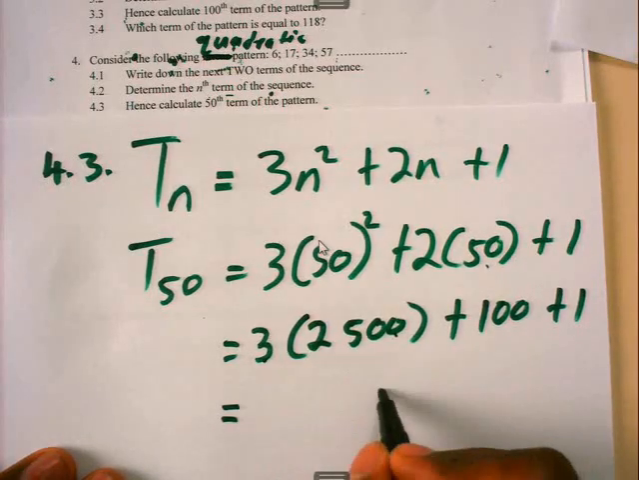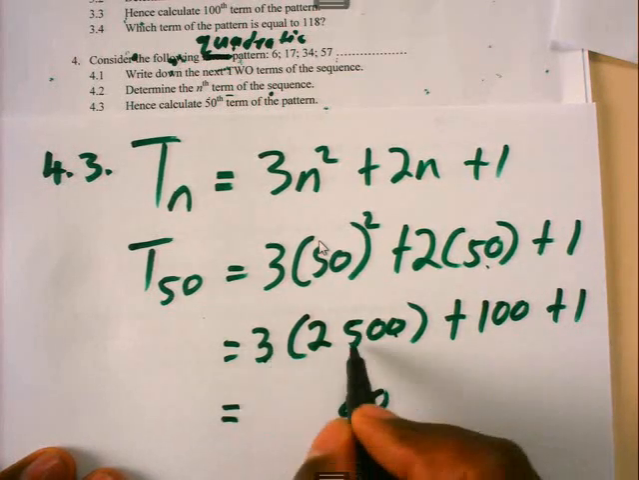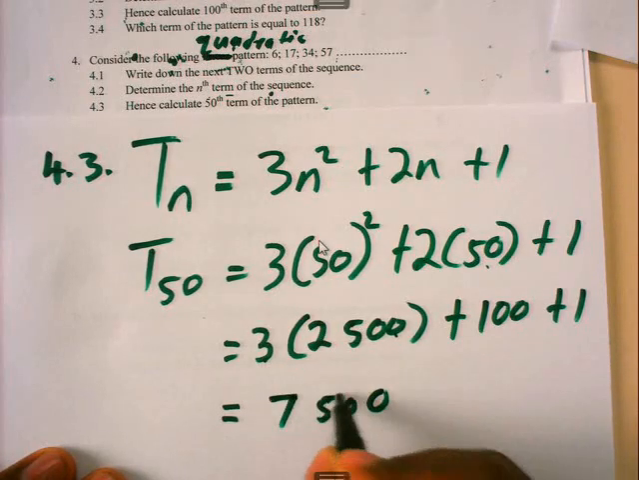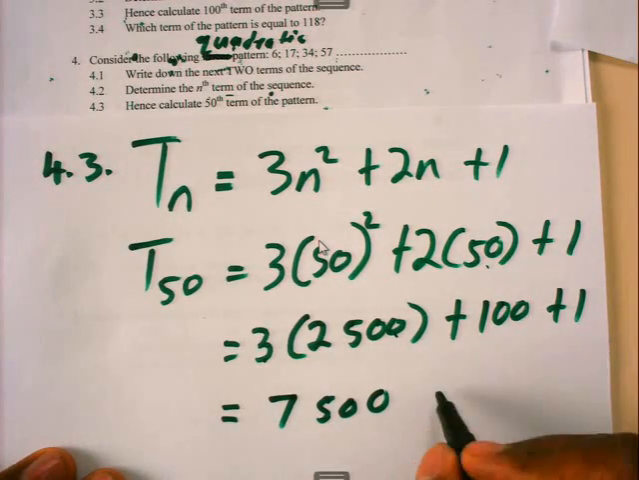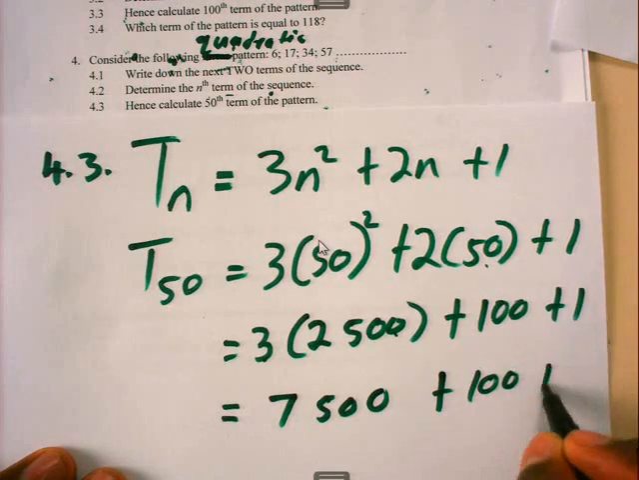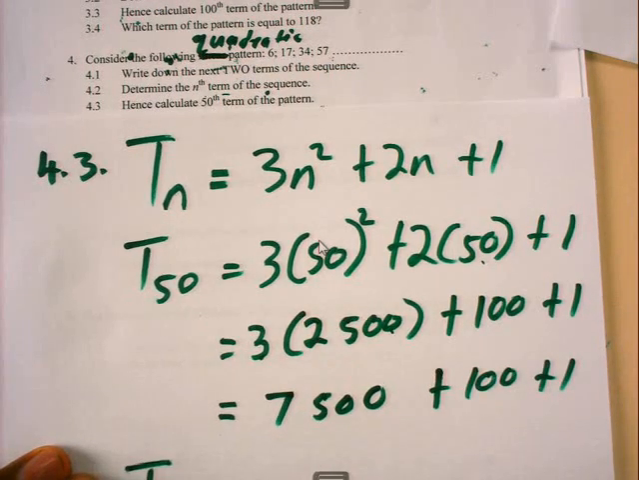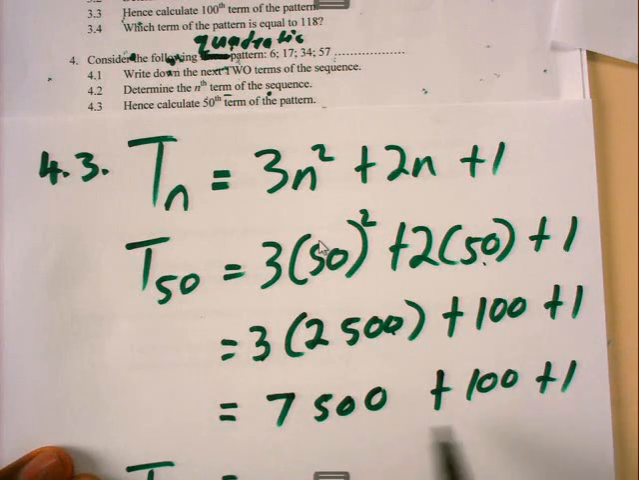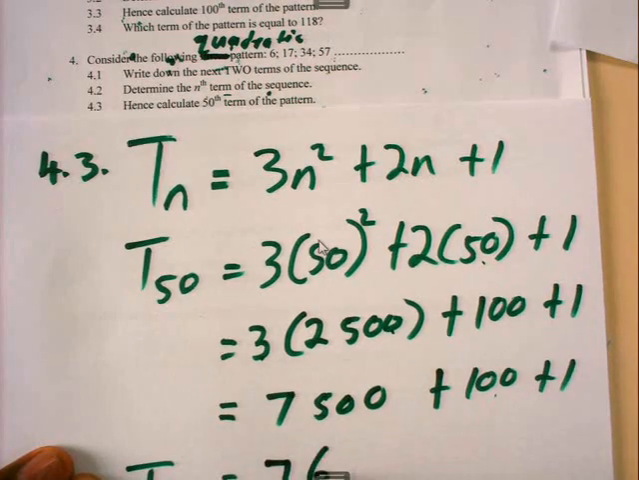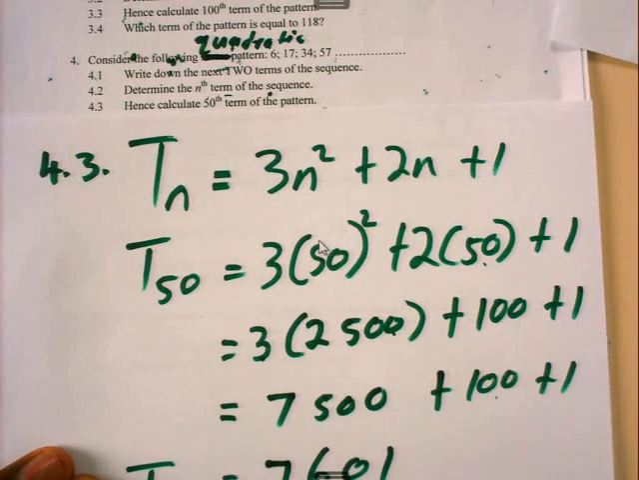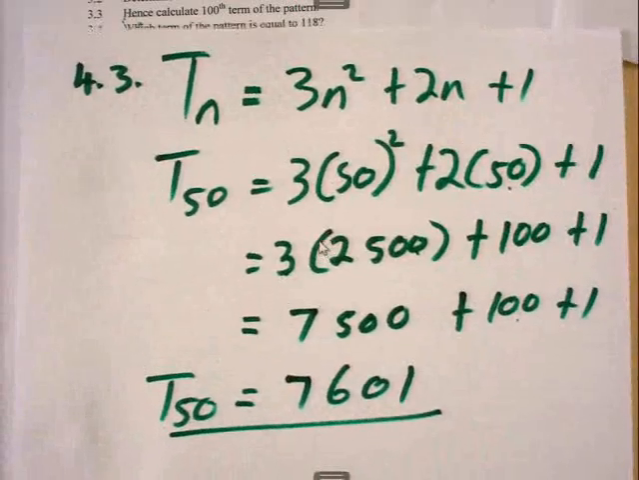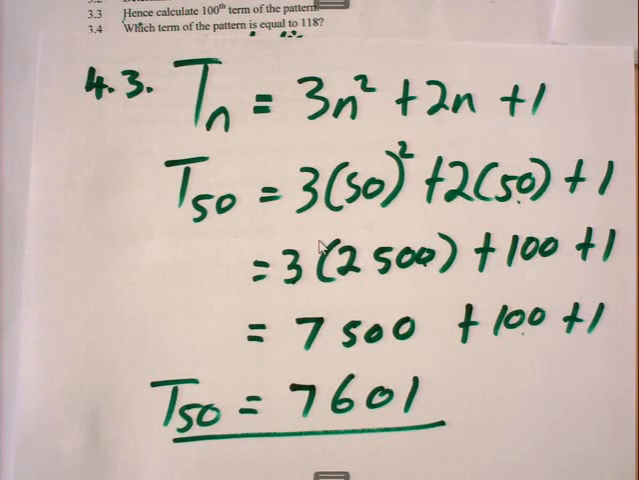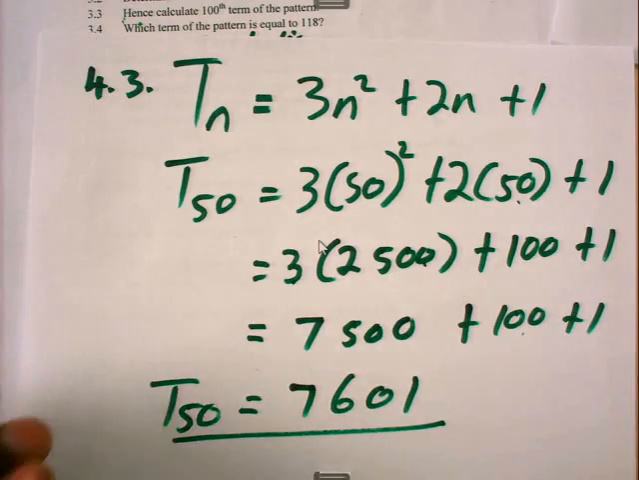3 by 0, 0. 3 by 25 will give you 75, which is 7,500. Plus 100 plus 1. Therefore, the 50th term will then be equal to, if you add 7,500 plus 100 plus 1, 7,601. That will be the 50th term of that sequence. The 50th term of that sequence is 7,601. Let's answer the last question then.